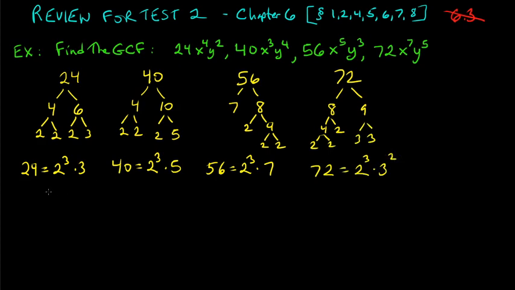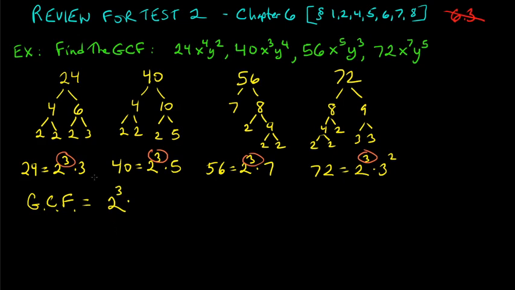Okay, so for the GCF, greatest common factor, we take each prime factor to the lowest power. So I see a 2 everywhere, so there's definitely a 2. And what's the lowest exponent? Well, we have a 3, a 3, a 3, and a 3. So we'll have to pick the 3. That's the only exponent, but it's the smallest exponent. So 2 to the 3.